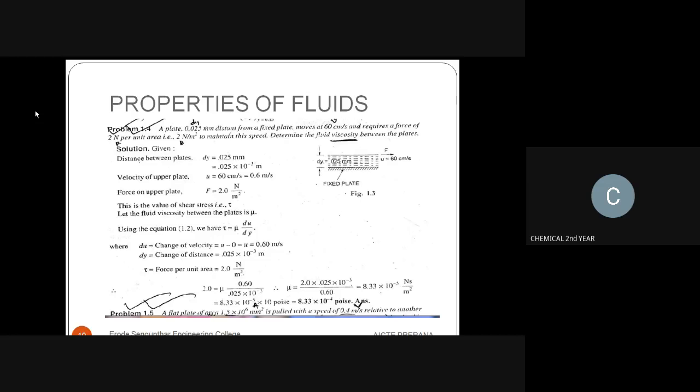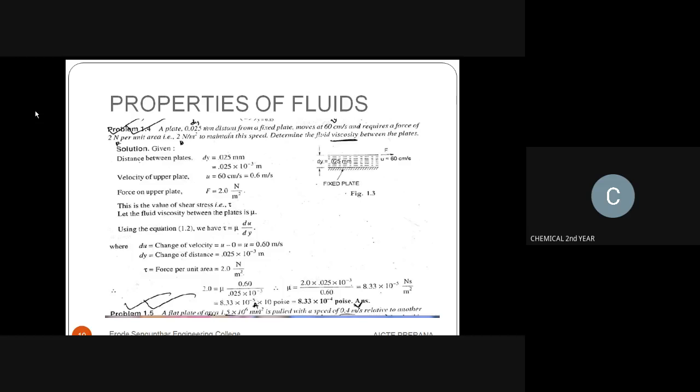A plate which is 0.025 mm distance from a fixed plate moves at 60 centimeters per second and requires a force of 2 Newton per unit area. So that is 2 Newton per meter square to maintain the speed. So they are asking for the viscosity between the plates. Determine the fluid viscosity between the plates.